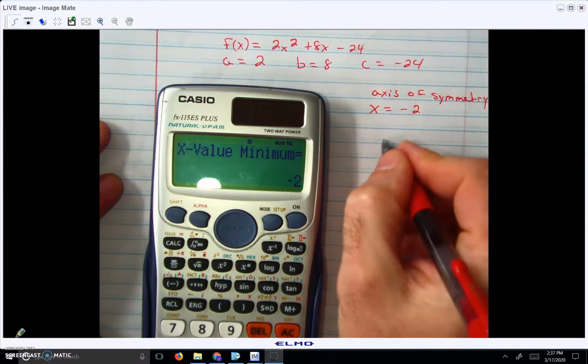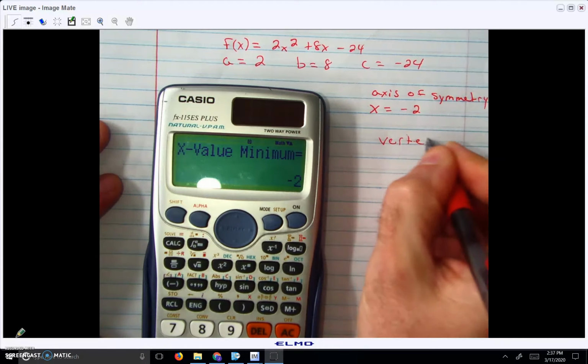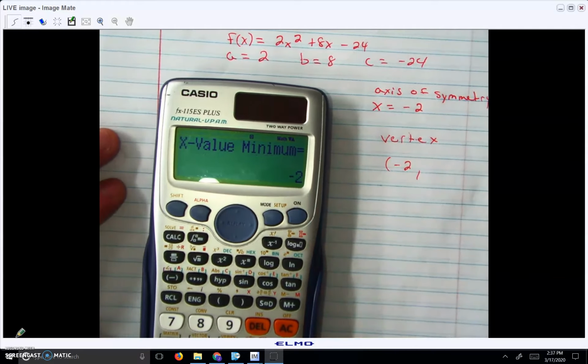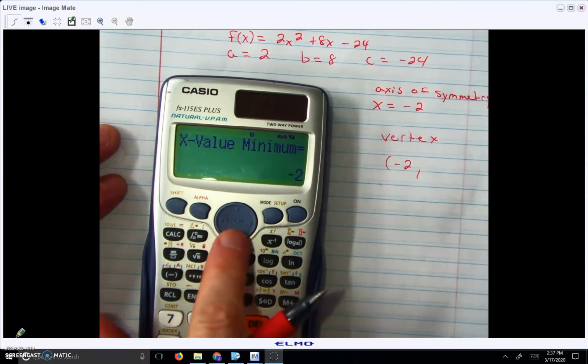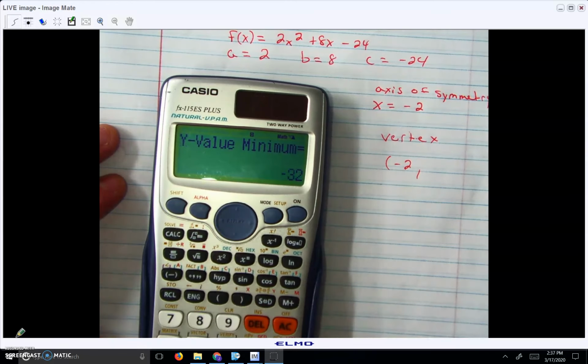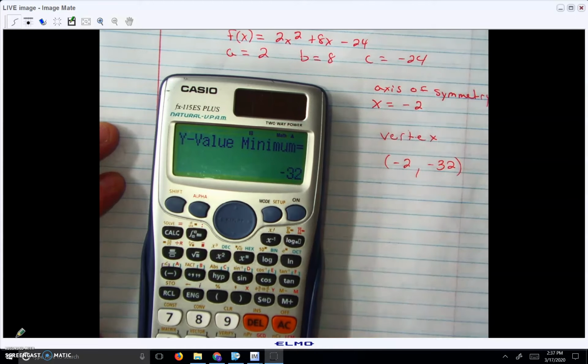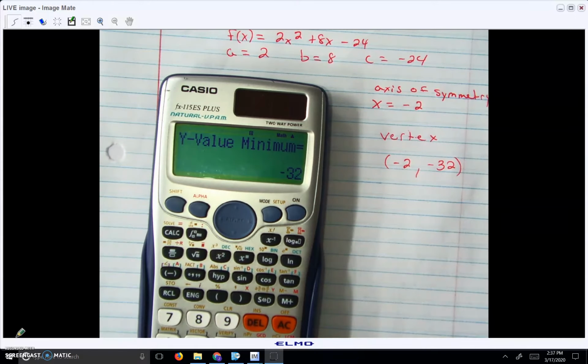That also tells me the x value of my vertex. My vertex is going to have an x value of negative 2. If I want the y value of the vertex, I just hit the arrow down key again. It says y value of the minimum, negative 32. So there's my axis of symmetry and my vertex.